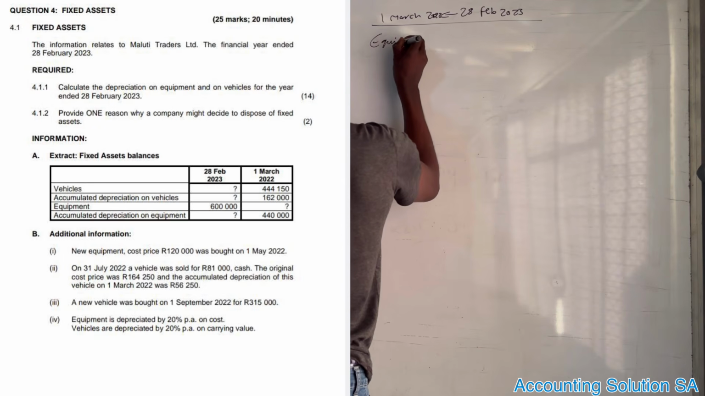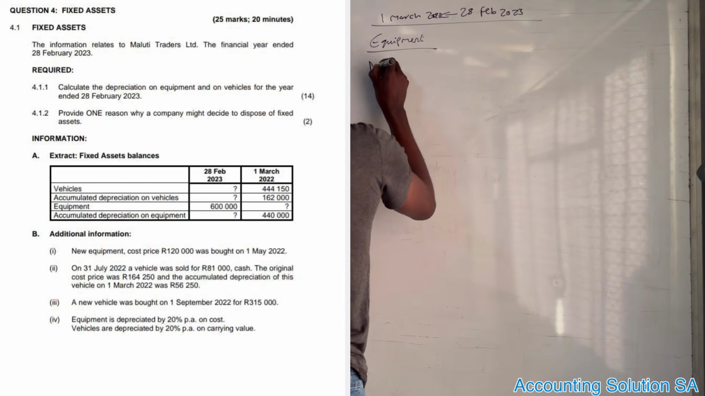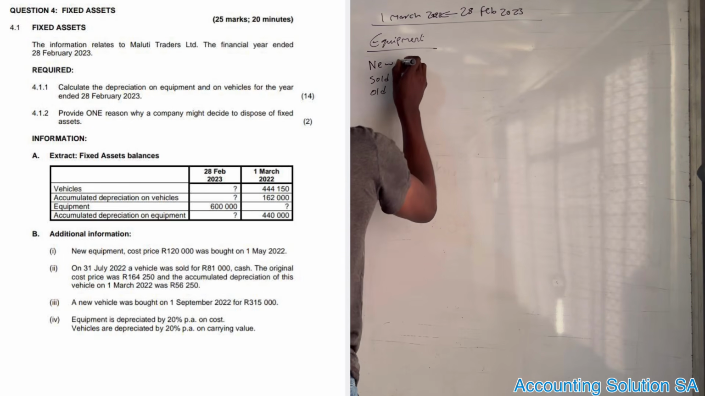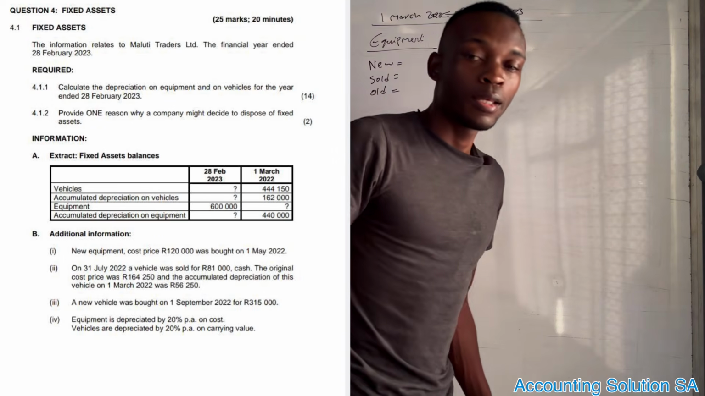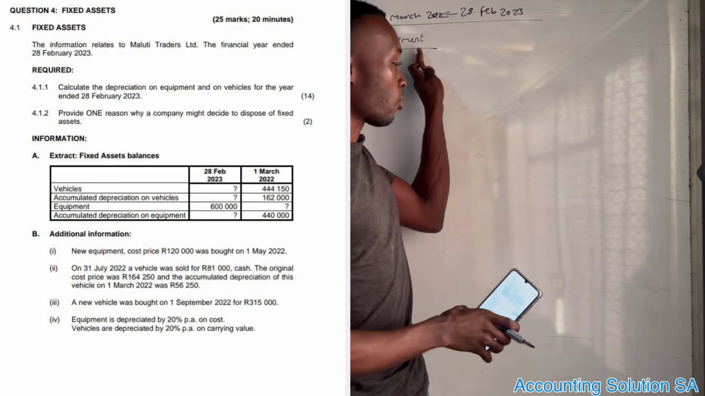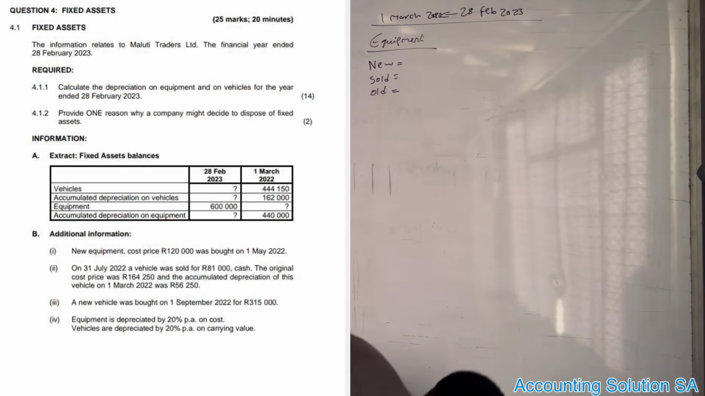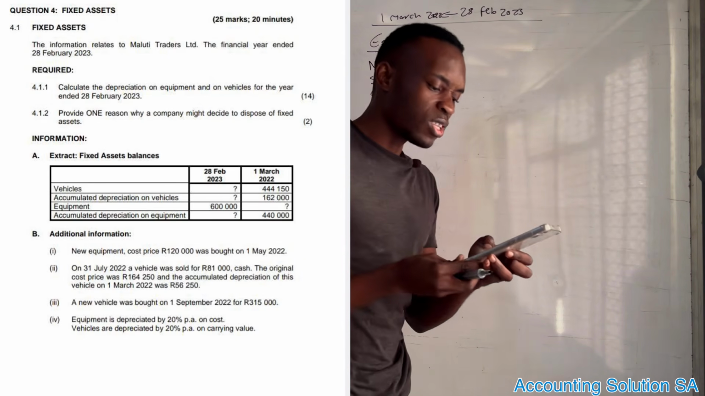Equipment. Every time, guys, when you calculate the depreciation, you have these three categories: a new, a sold, and an old. No matter what strategy you use, guys, you don't calculate them at the same time. You must do them separately. Okay, now let's start with the new one. Let's focus on the new one only.